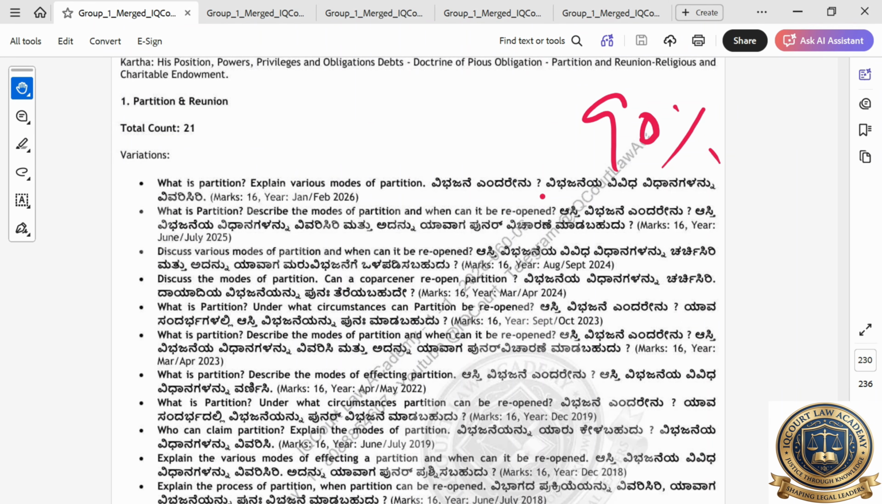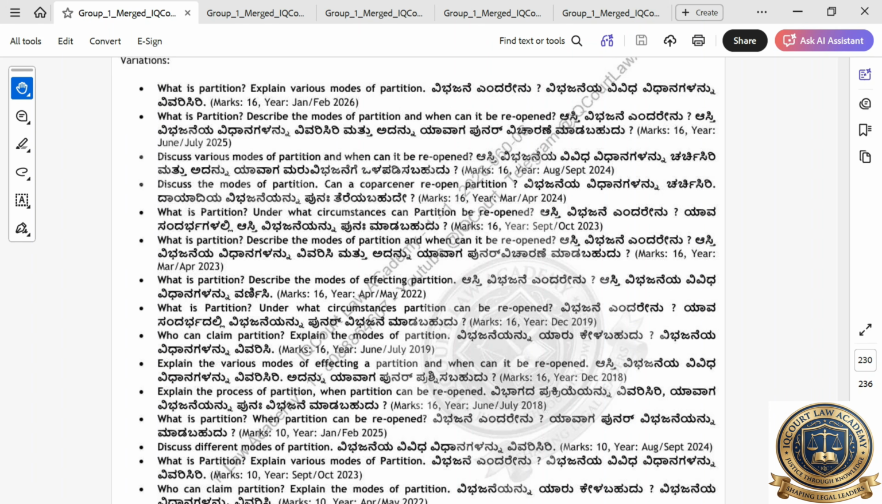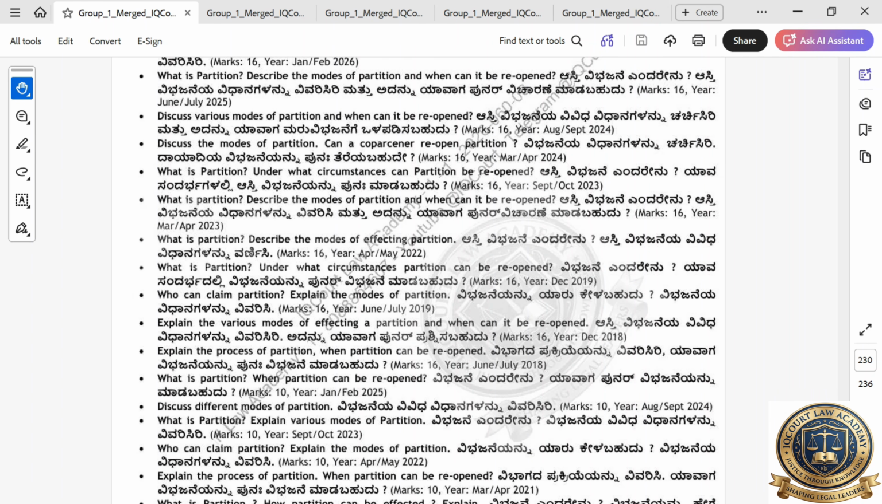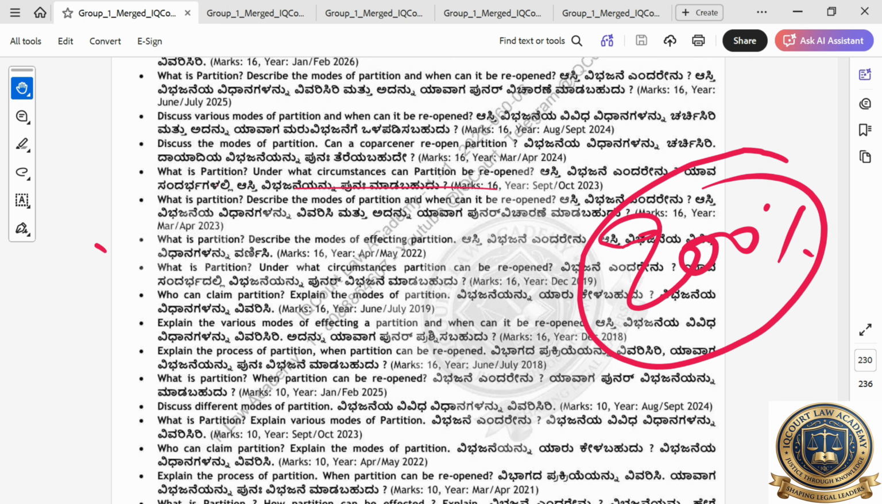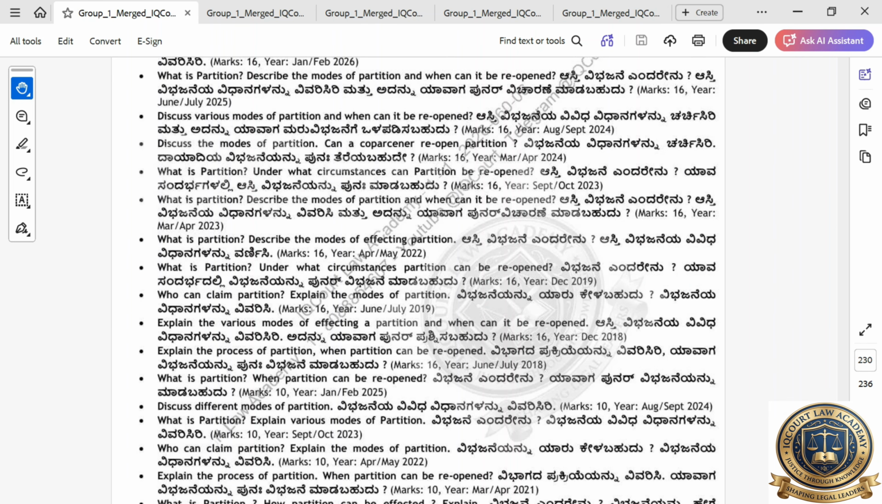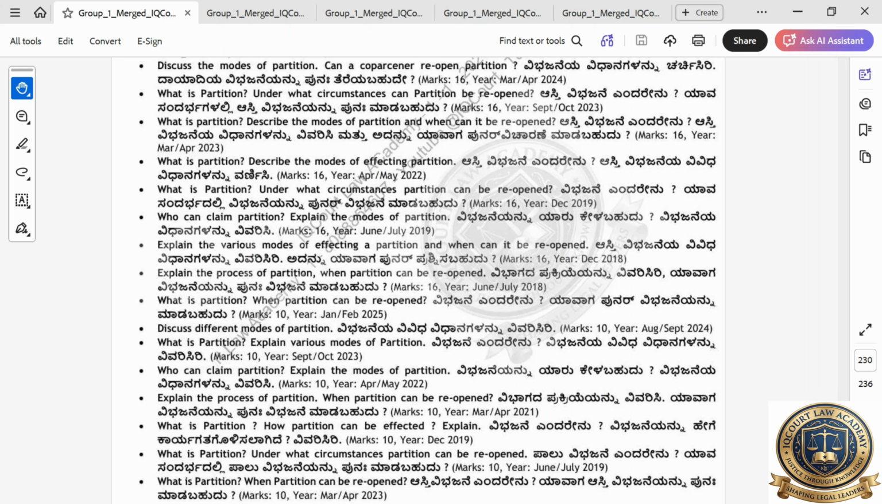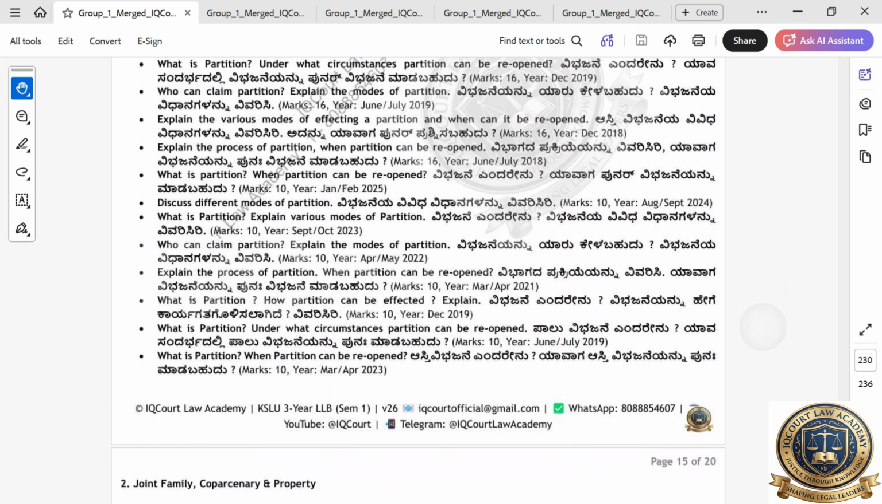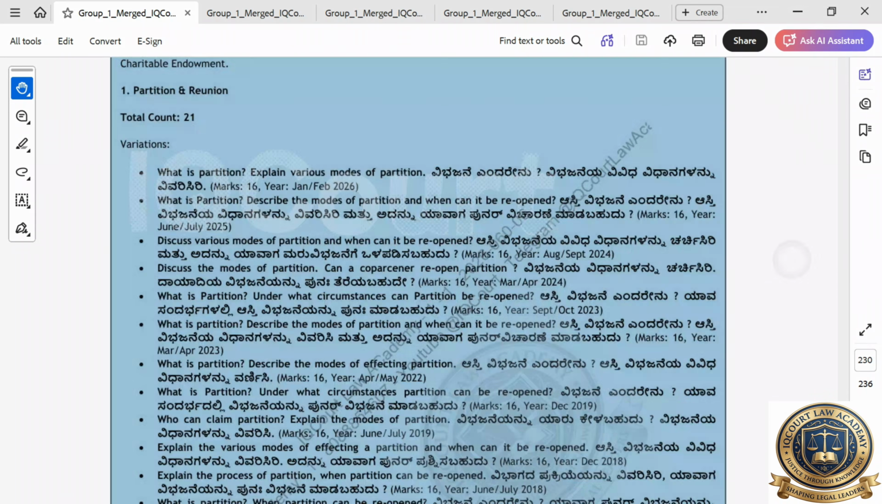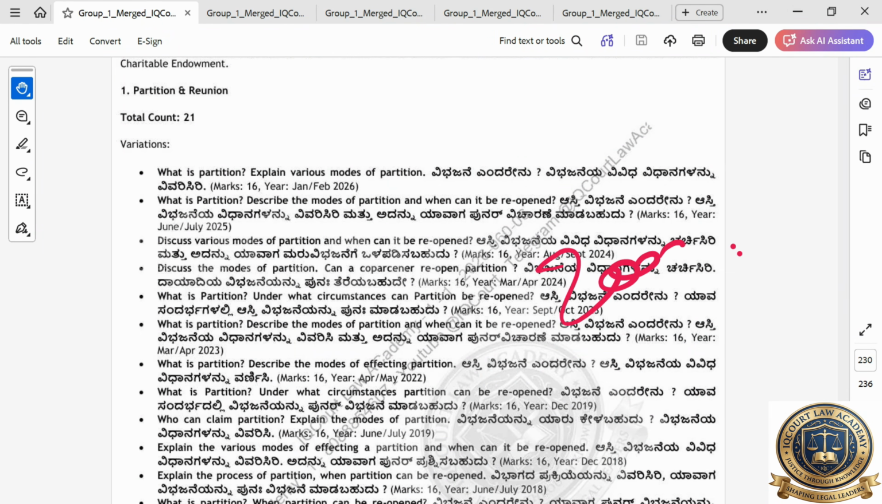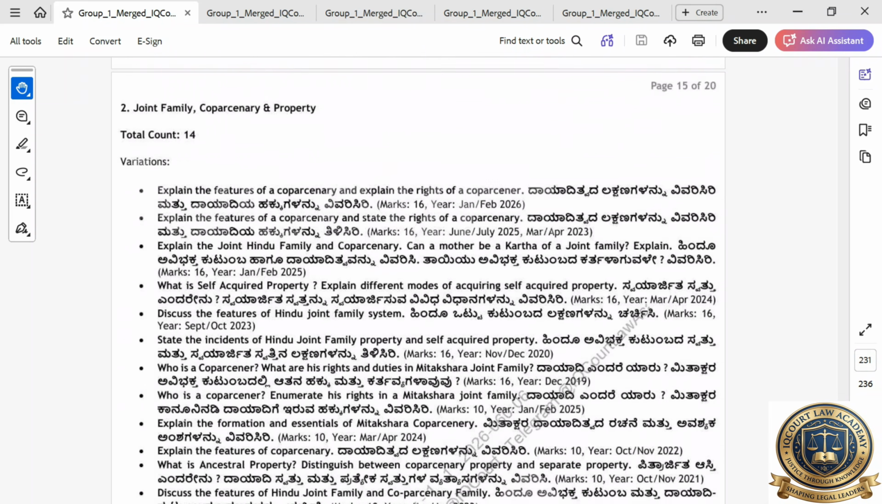This is also very, very important. Partition, related to partition, modes of partition, very highly important question. What is partition? This is actually a 200% important question, but I'm expecting this time 90% probability is there. But karta having 95% probability. Describe the modes of partition and when can it be reopened. See, very, very important question. 200% important question. I'm just saying the probability is 90%. Joint family.